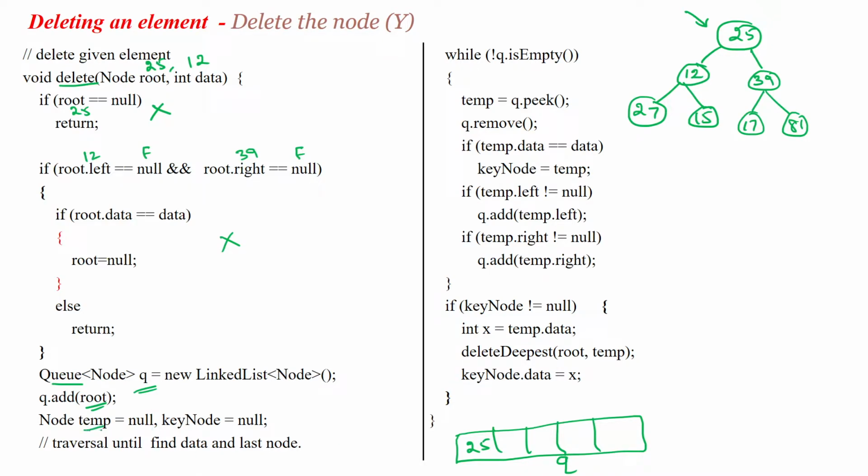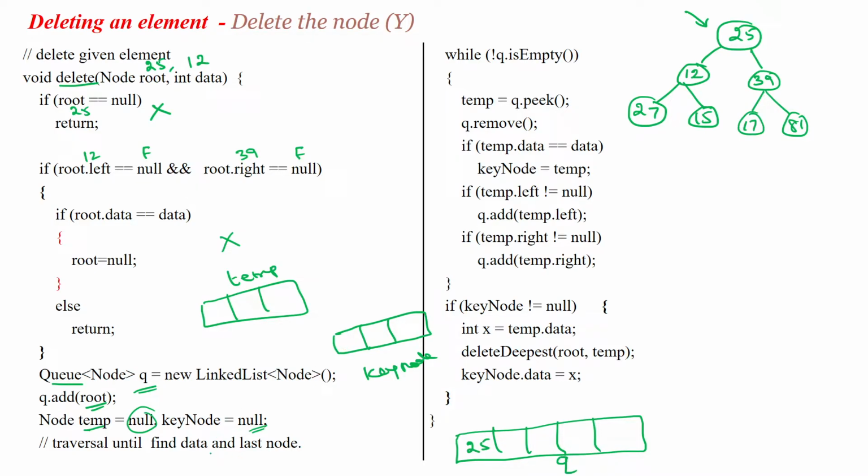Then we are creating one temporary node which is now null, and key node also now null. So we just created two empty nodes, the temporary and one key node. Key node also null, empty nodes.